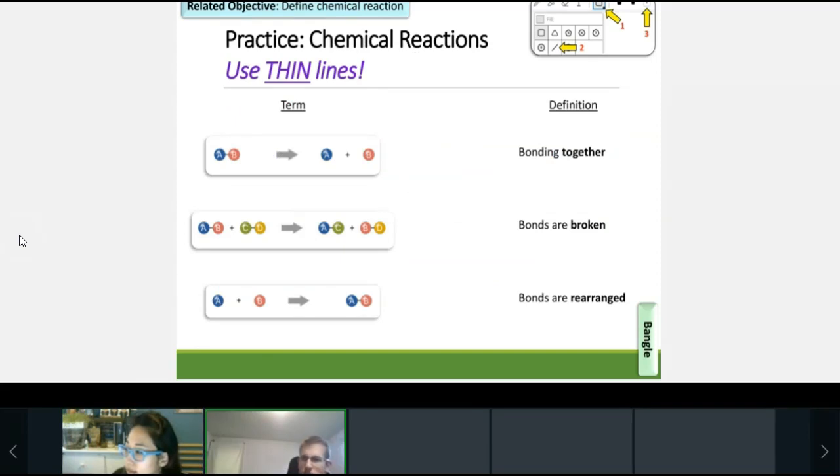Okay, everyone. Yeah, so our whiteboard tools are on at the moment. So what we're going to do is use our thin lines to match up our terms and definitions together, but the definitions are in terms of words describing what's happening. And our terms are actually in picture form, the type of reaction that we're dealing with. So either the reactions are bonding together, they're being rearranged, or bonds are being broken.